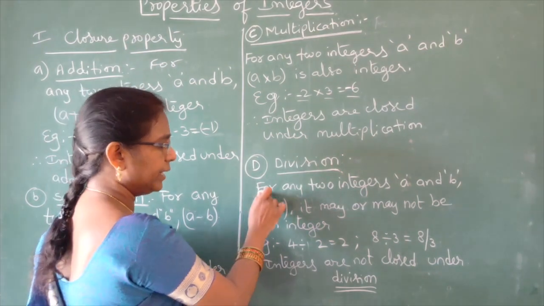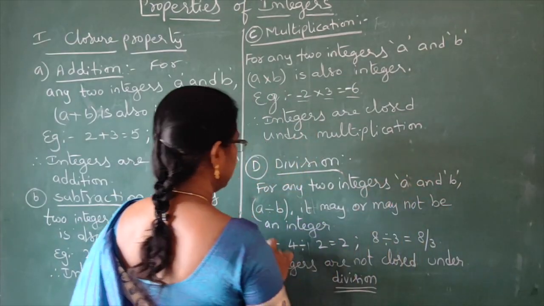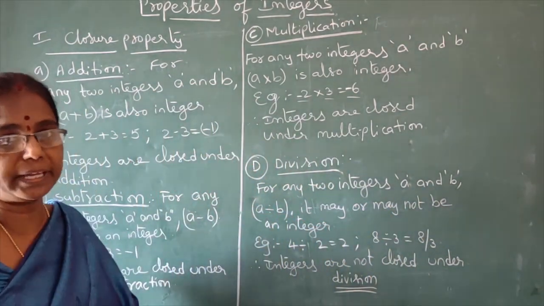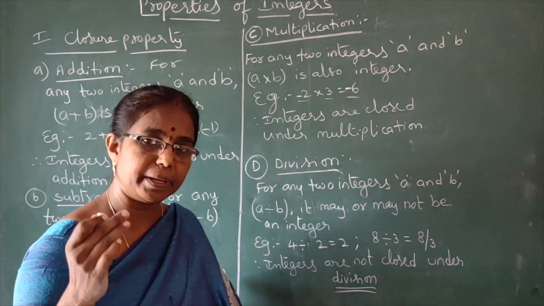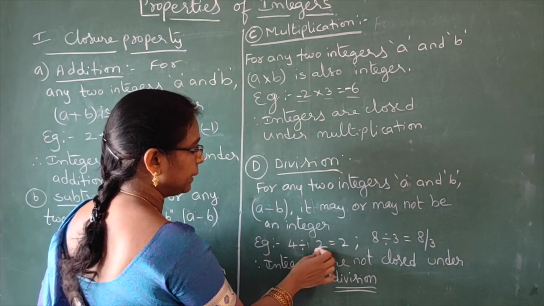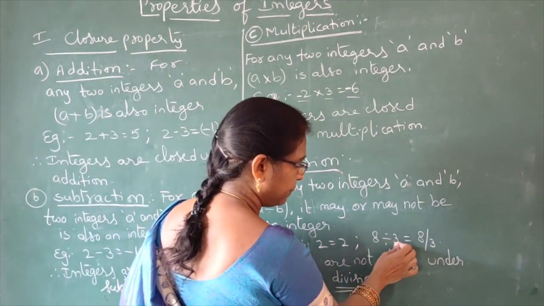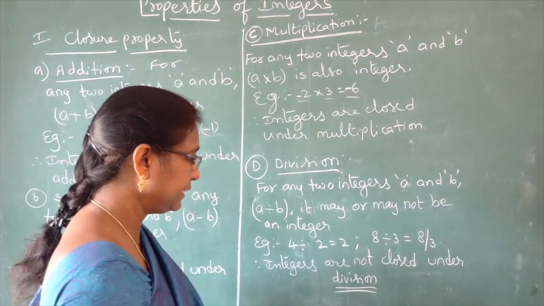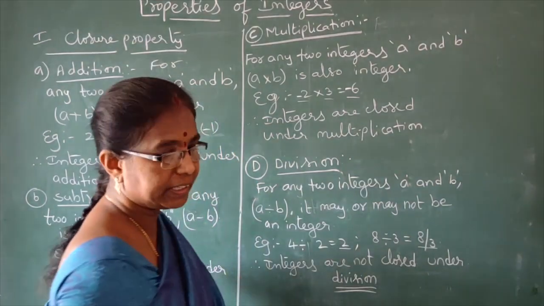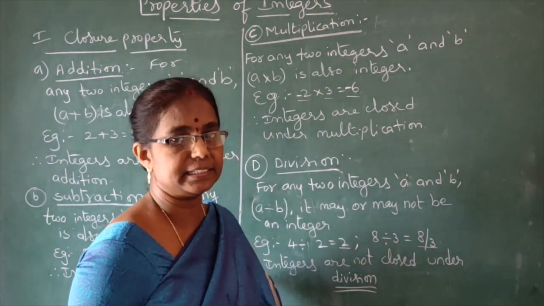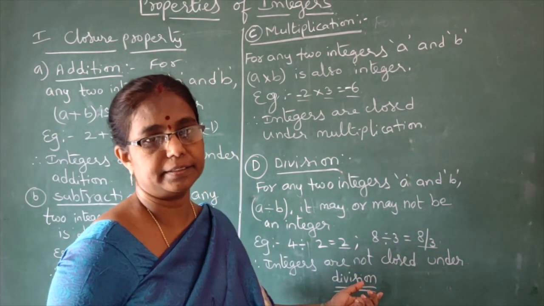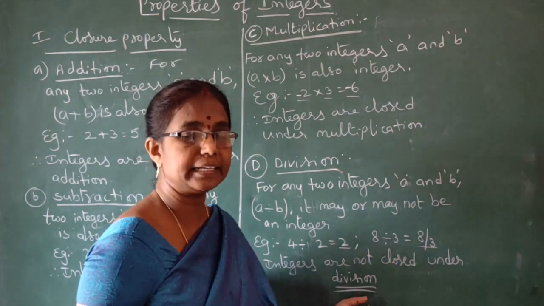Next, division. For any two integers a and b, a divided by b may or may not be an integer. Means sometimes it will be an integer, sometimes it will not be an integer. Example, 4 divided by 2 is 2. 8 divided by 3 is 8 by 3. Here, the quotient 2 is an integer, but the quotient 8 by 3 we can't say is an integer. So, we can say that integers are not closed under division.